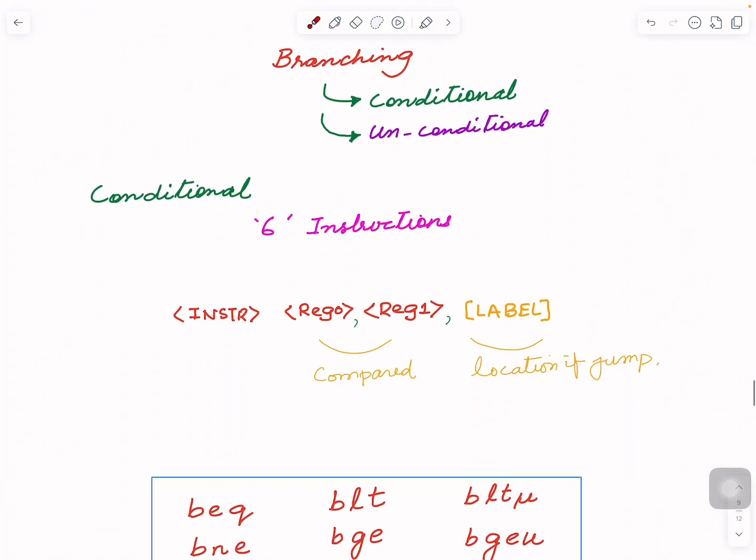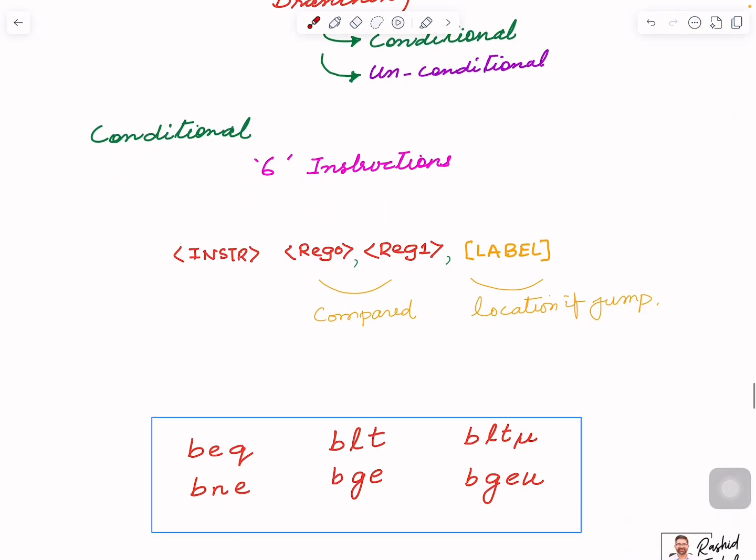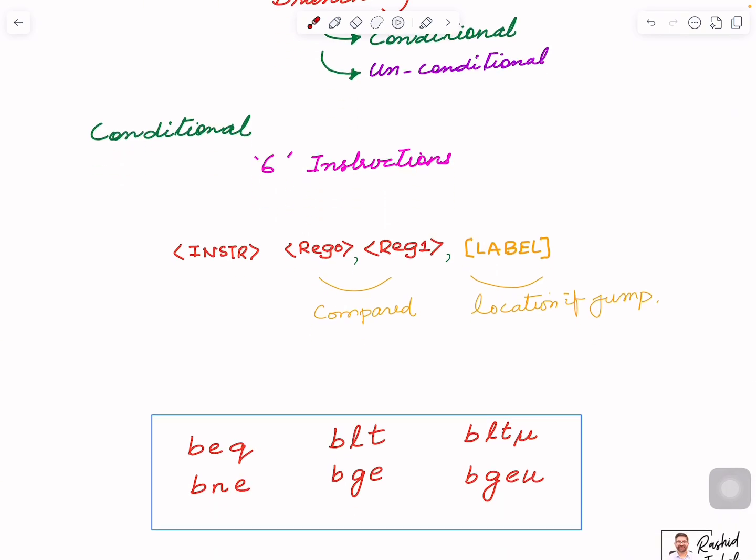On the conditional side, we said there are 6 types of conditional branch instructions: branch equal, branch not equal, branch less than, branch greater than or equal to, branch less than unsigned, and branch greater than or equal to unsigned. The common format of these instructions is that there are 2 register values. Those values are compared according to the instruction, and if we have to make a jump to a new place, we provide a label. This eventually will be an address of another location when the assembler calculates it, but in assembly language we just put some letters there as a label.